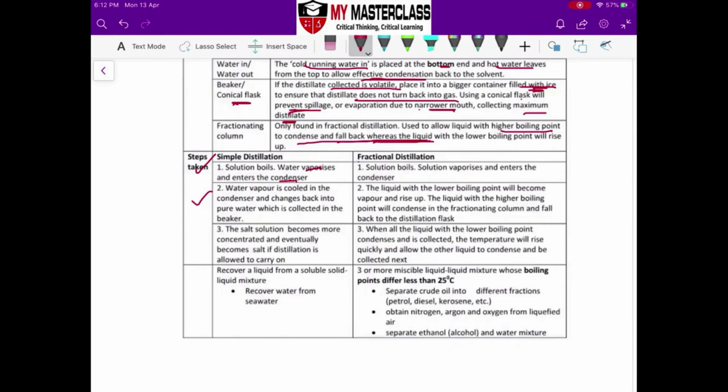When do we use fractional distillation? We usually use it when there are three or more miscible liquids, and their boiling points are very close, less than 25 degrees Celsius. Some common examples: separating crude oil, and separating the multiple components of air, which has more than three components: nitrogen, oxygen, carbon dioxide, water vapor, etc. And to separate ethanol, which is your volatile liquid, you use fractional distillation.